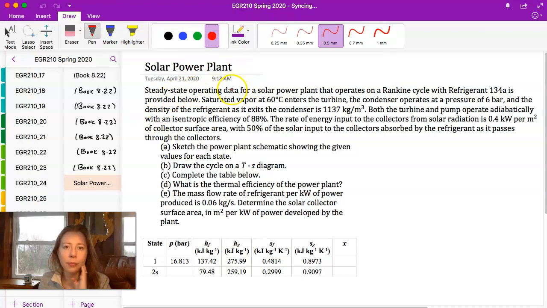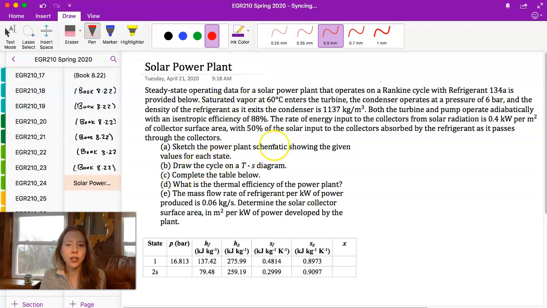So, steady state operating data for a solar power plant that operates on a Rankine cycle with refrigerant 134A is provided below. Saturated vapor at 60 degrees Celsius enters the turbine. The condenser operates at a pressure of 6 bar, and the density of the refrigerant as it exits the condenser is 1,137 kilograms per meter cubed. Both the turbine and pump operate adiabatically with an isentropic efficiency of 88%. The rate of energy input to the collectors from solar radiation is 0.4 kilowatts per meter squared of collector surface area, with 50% of the solar input to the collectors absorbed by the refrigerant as it passes through the collectors.